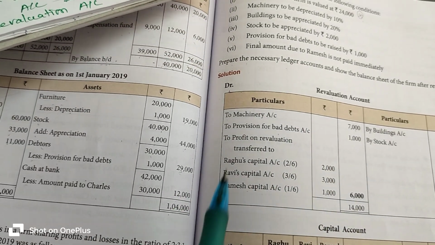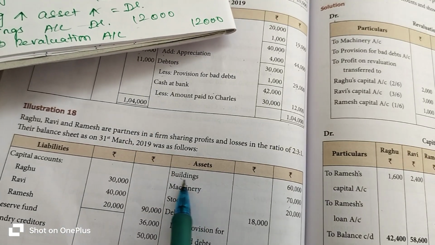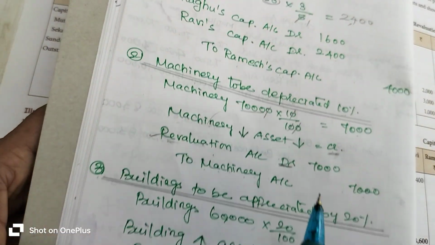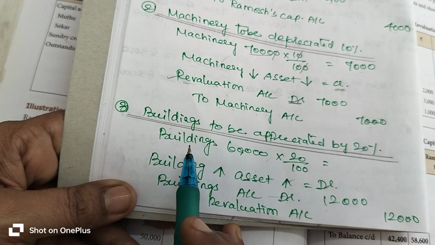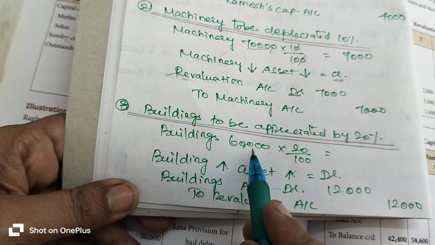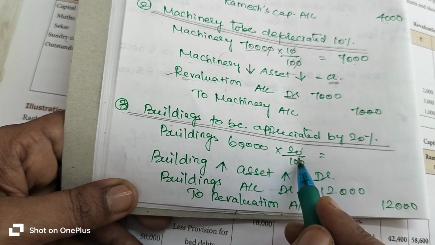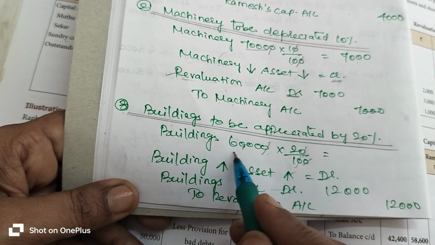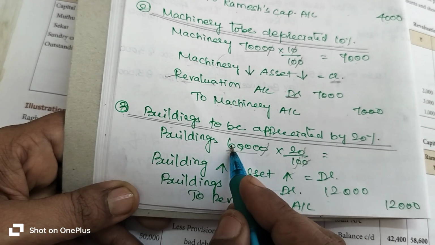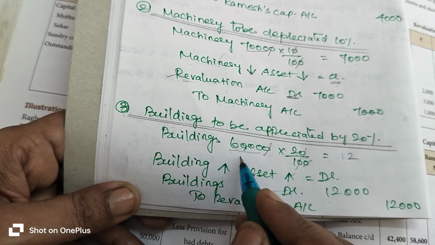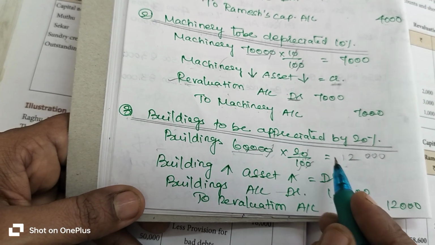The next adjustment is building to be appreciated 20%. What is the building value given here? Building's value is 60,000 rupees. So building to be appreciated 20% means we have to find 20% of 60,000 rupees. 20% means 20 by 100. Zero and zero cancel, remaining 6,000 into 2, that is 12,000 rupees. So the building value appreciated by 12,000 rupees.